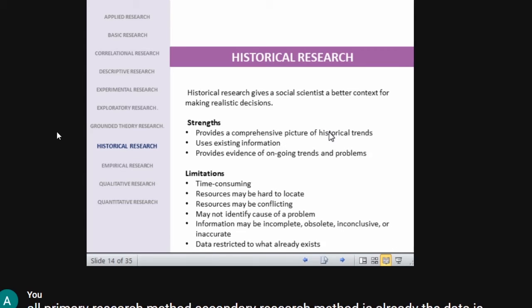So it gives social scientists a better context for making realistic decisions. Based on the development, based on the history of a particular field or a particular phenomenon, you can develop a context for making realistic decisions.